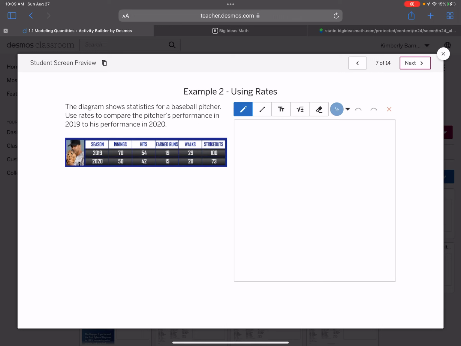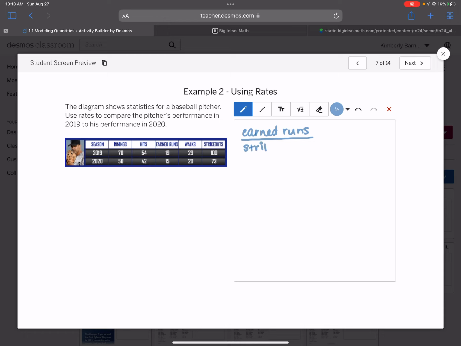But all right, we can use rates to compare performances. So looking at this diagram, we have stats for a baseball pitcher. I can choose any rate that I want to compare. So if you're a baseball fan, you might choose a different rate. It depends on what you want to compare. So if I'm looking personally, I think I would want to know, like, maybe how many runs per strikeouts he got, maybe. So that's the rate I'm going to use.